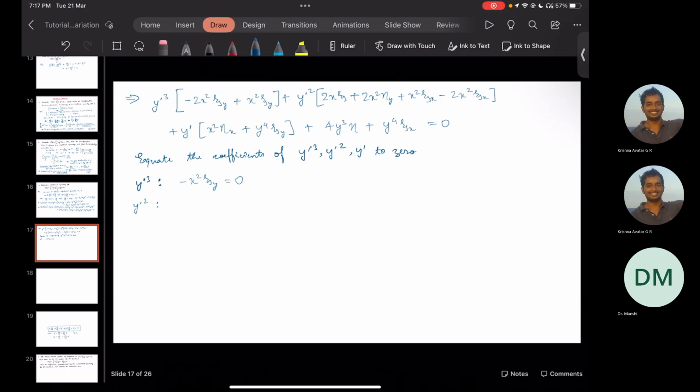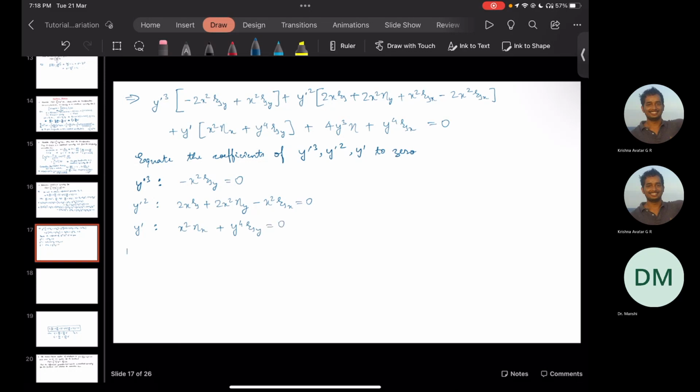Y prime squared, we have 2x xi plus 2x squared eta y, right? And then what you see is plus x squared xi x minus 2x squared xi x. So essentially it is minus x squared. And for y prime we have x squared eta of x plus y to the power 4 xi y is equal to 0.